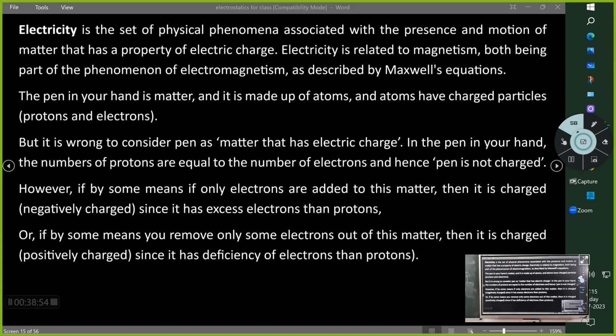One electron moving, one small magnet is created. Two electrons moving, two magnets. And supposing both are moving in the same plane, one electron moving in this plane, another electron also moving in the same plane. Then one electron will create one dipole. A small magnet is called a dipole.